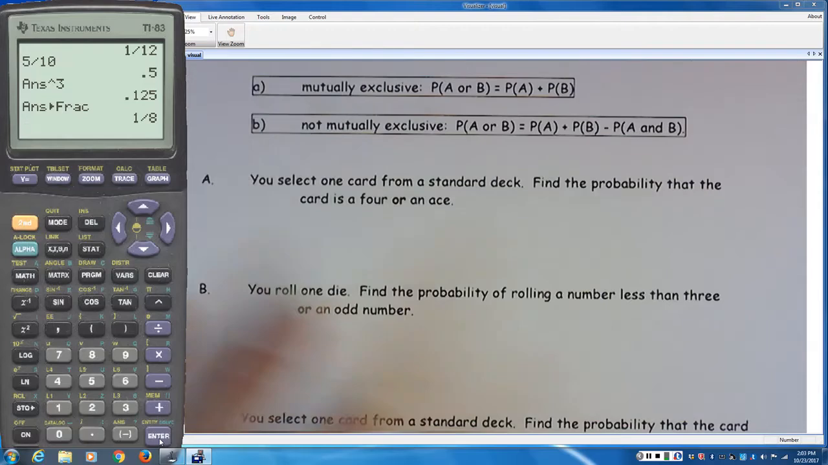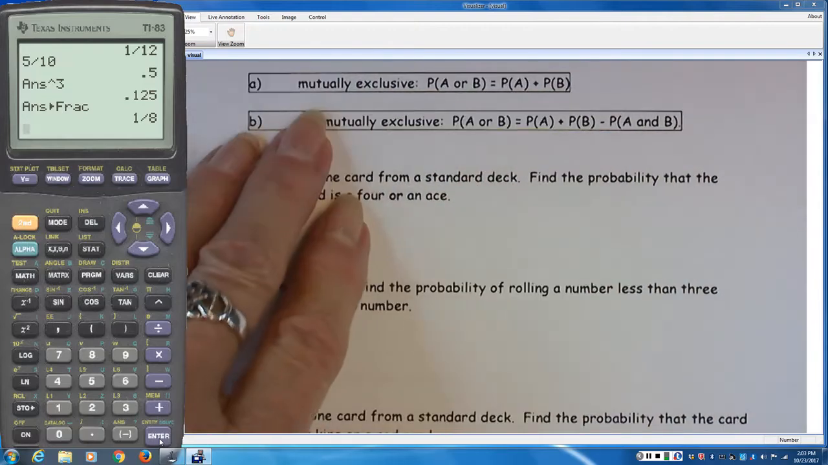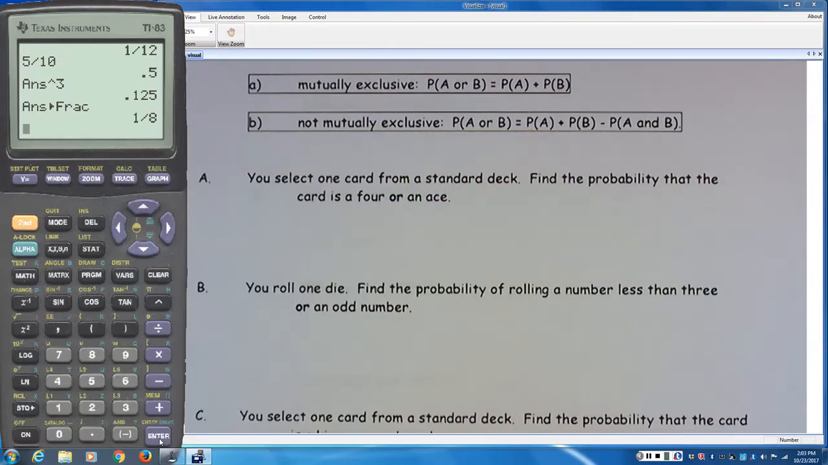Now, we've done these rules. I don't want you to get hung up on these rules because I'm not going to give you a bunch of problems like this. I'm going to probably give you a contingency table, which is far more useful to be able to read.